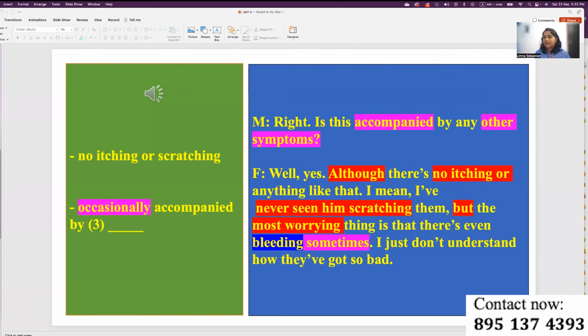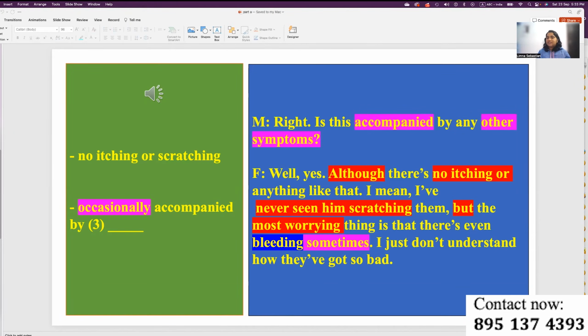She's telling, well, yes, although there is no itching or anything like that, I mean, I have never seen him scratching. So you can see, although it's a complex sentence, that's also very important in reading and listening. All strategies are the same here. So here she is using although, so give some concentration there, because although there is no itching or anything like that, I have never seen him scratching means, okay, no itching and scratching is finished. So next our answer will come.